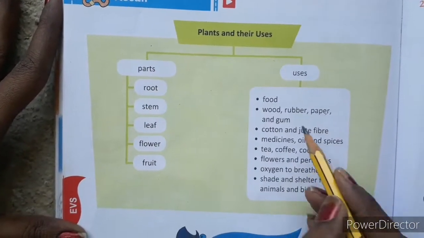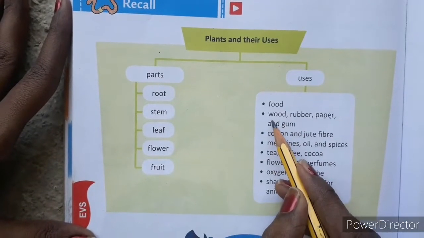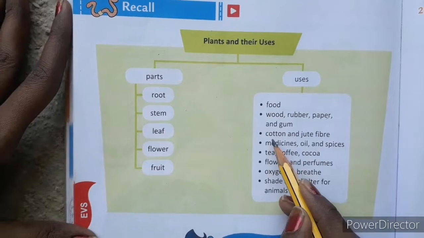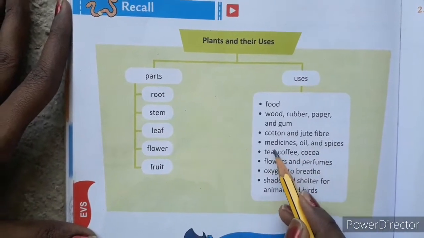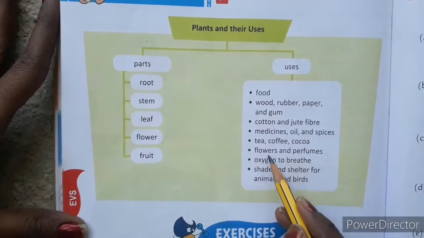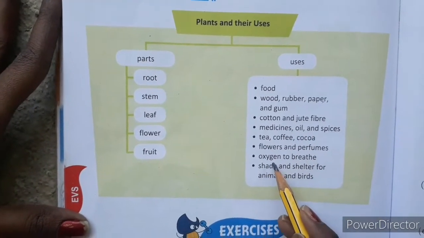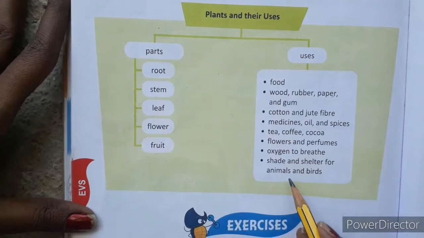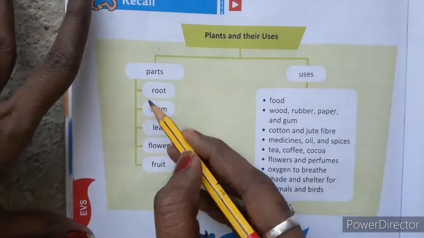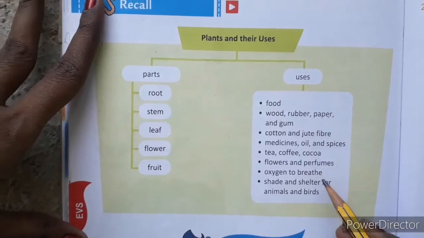This side uses. We get wood, food, rubber, paper and gum. And we get cotton and jute fibers, medicines, oils and spices, tea, coffee, cocoa, flowers and perfumes, oxygen to breathe, shade and shelter for animals and birds. So these are the uses of plants. This side parts of the plant and this side uses of plants.